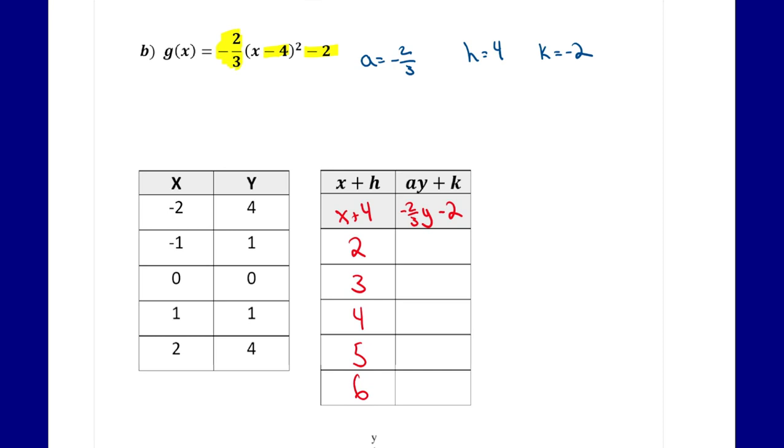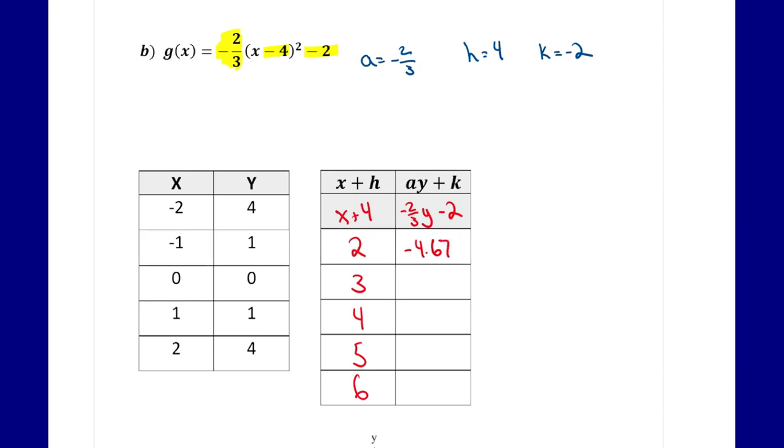I can do the same thing for my y values. Take the 4, multiply it by negative 2 over 3. So 4 times negative 2 over 3 minus 2 gives me negative 4.6, technically negative 4.6 repeating, rounded to negative 4.67.